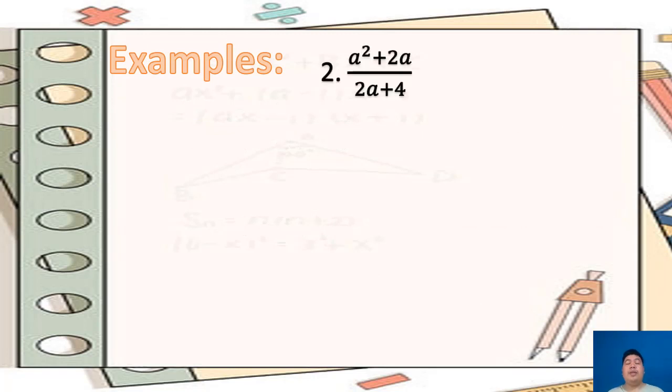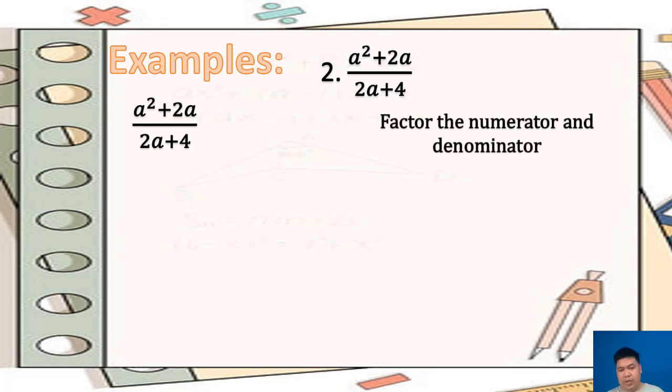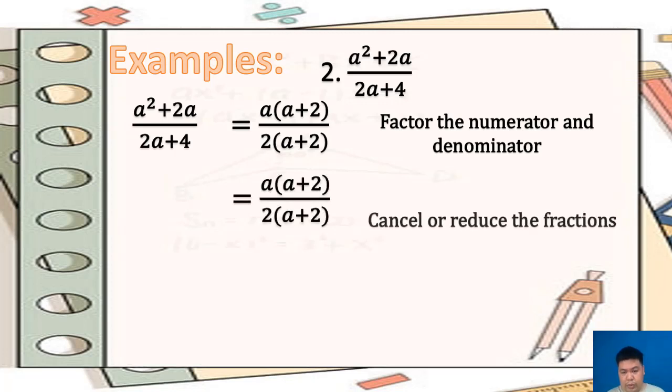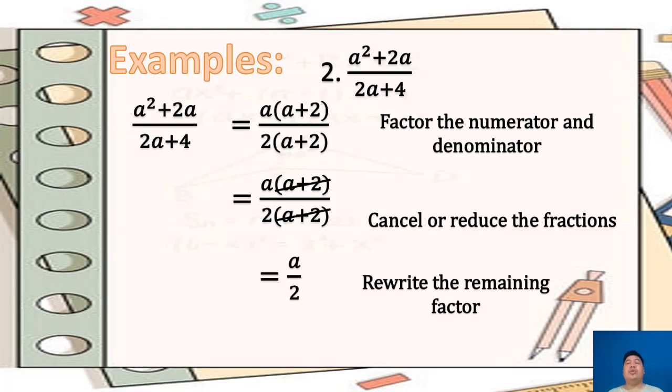Next, let's try another example. Example number 2, we have the given a squared plus 2a all over 2a plus 4. In the given example, we will use the common monomial factor. First step is to factor the numerator and the denominator. We will have a times the quantity a plus 2, over 2 times the quantity a plus 2. Then the next step is to cancel out or reduce the fraction. So, cancel a plus 2. Then the last step is to rewrite the remaining factor. The remaining factor is a all over 2.